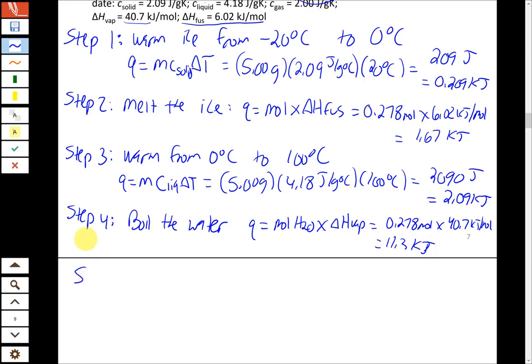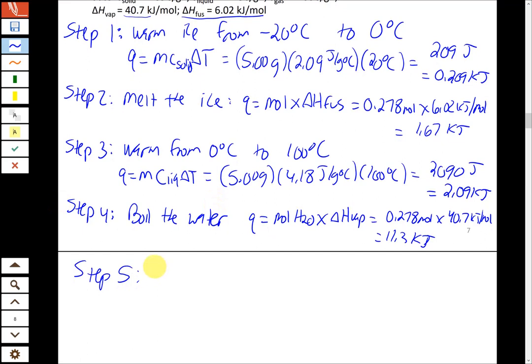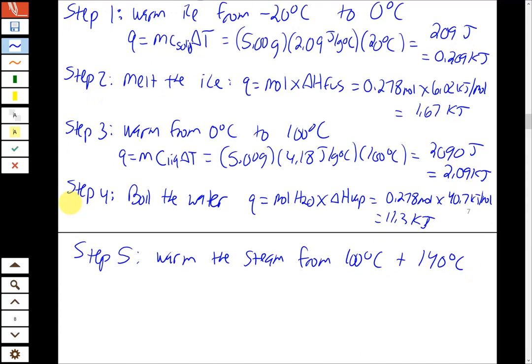And then finally, the last step, we're going to go all the way to 140 degrees Celsius. That's where we're told to stop. So we're in the gas phase, or what we call steam for water, and we're going to warm that up to the final temperature. So the steam is first formed at 100 degrees Celsius when we boil, and then we're going to warm it up to 140, which is where we're told to stop in this problem. Okay, so that's the last step, warming the steam.